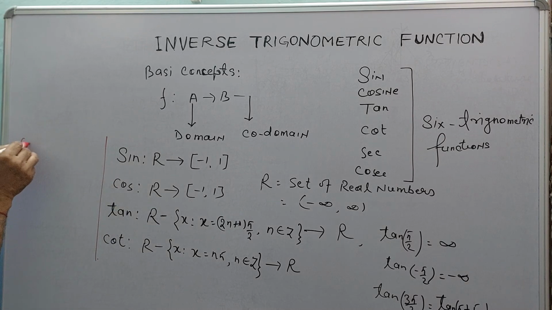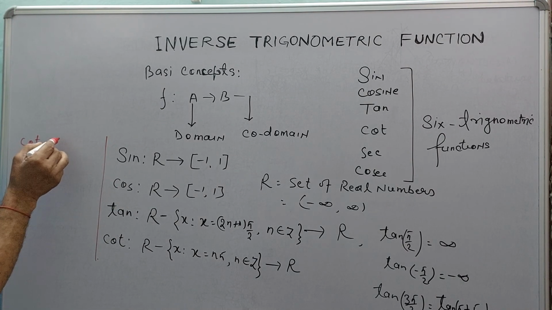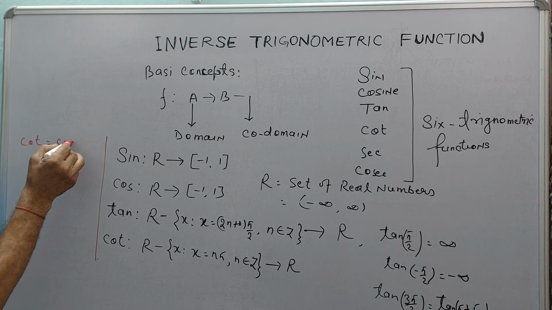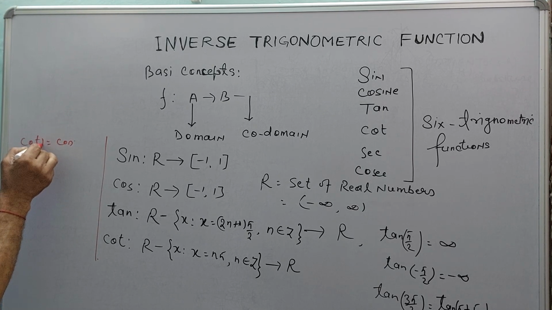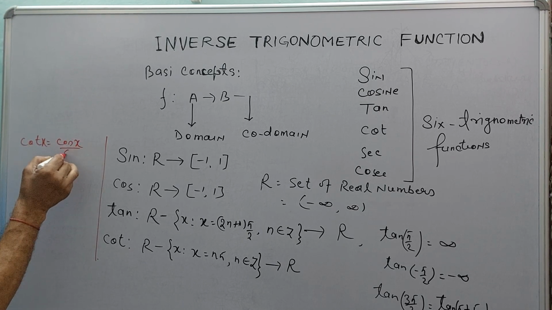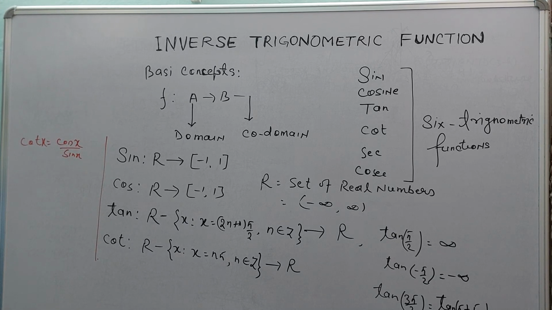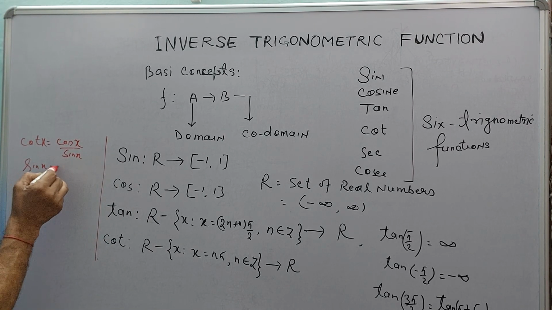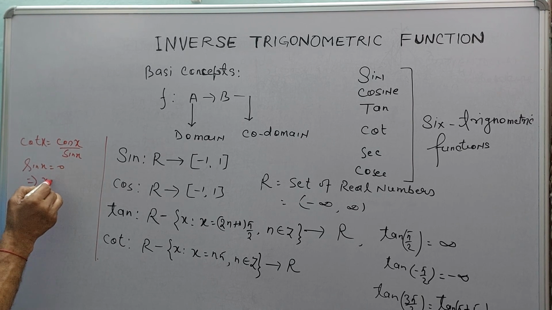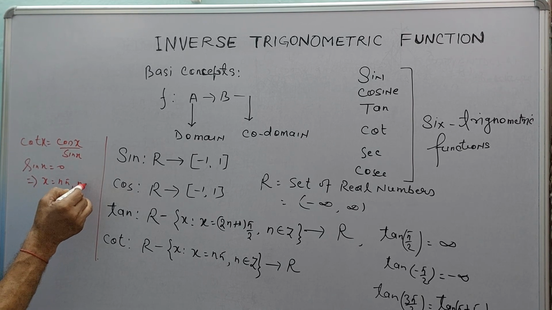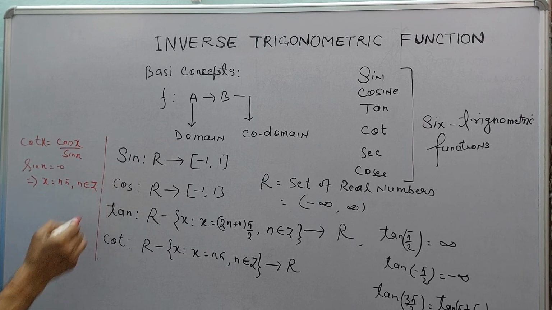We know that cot x is equal to cos x divided by sin x. Cot x is not defined where sin x is equal to 0. Sin x will be 0 for the values of x equal to n pi, where n is in the set of integers. Therefore these values should be excluded.